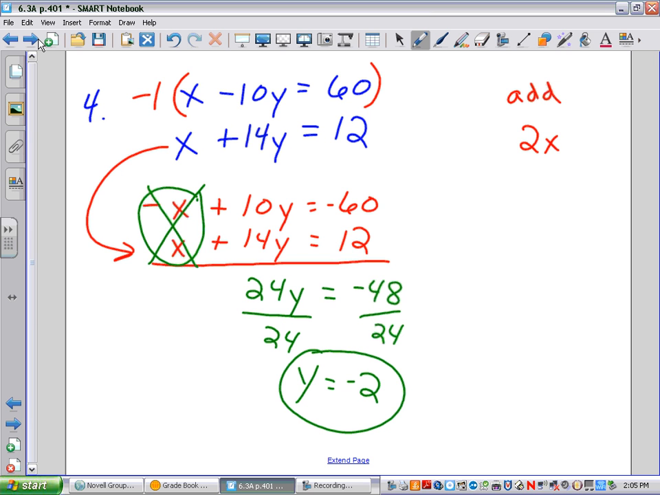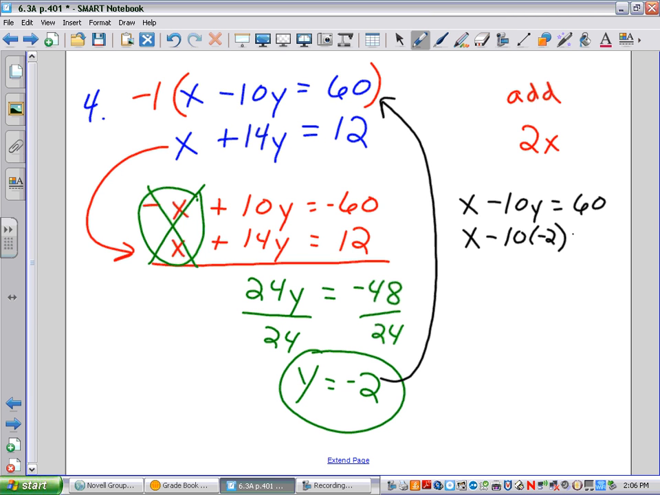Now, I need to find the x. What I do is take this answer all the way up to the very top blue equation, cut and paste there. So let's write the equation again. x minus 10y equals 60. Cut and paste the y, so it's x minus 10 times negative 2, parentheses there. It's going to be x plus 20 equals 60. And then just subtract 20 from both sides, and I get x equals 40.